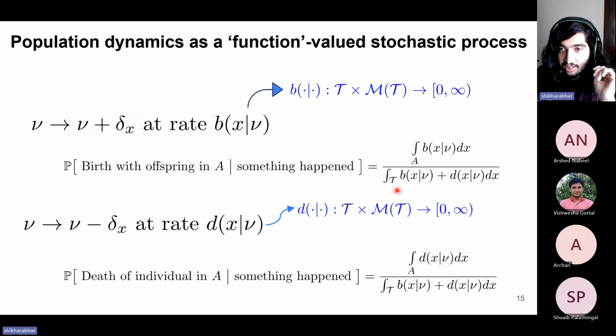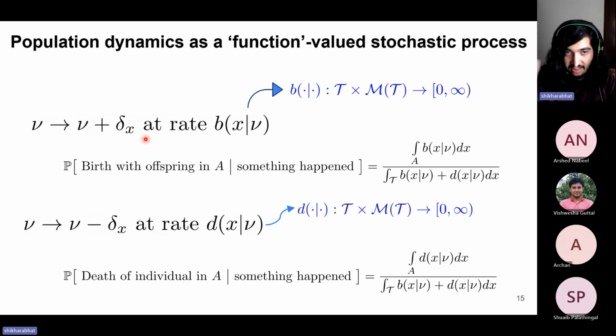The normalizing constant in both cases is the integral of b plus d over the entire trait space. And of course, I will assume that these are finite. And you can check that these quantities are equivalent to saying that birth and death are the only things that can happen. You should think of this maybe as the continuous analog of what we had for discrete traits, where we had a sum in the bottom, except now we have integrals on top as well. This is just because our population and our individuals are defined in terms of quantities that are not really well defined outside an integral.